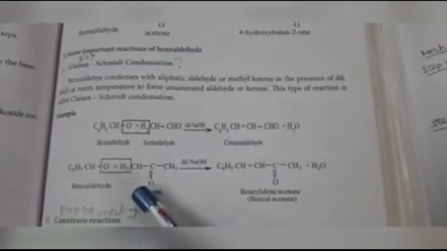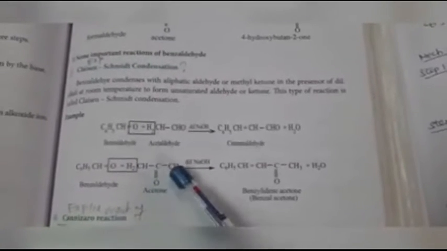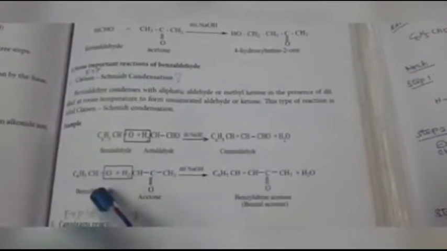Like that, here also benzaldehyde reacts with acetone. Acetone means CH3COCH3. That CH3 we can write with H2 separately, that is H2CH. This H2 takes one oxygen, which means water is removed. The remaining two groups are combined and you get this product, that is C6H5CH=CH-C(=O)CH3.